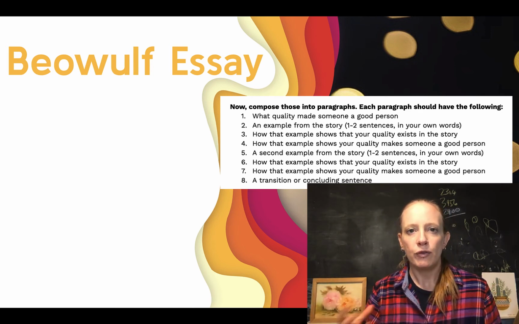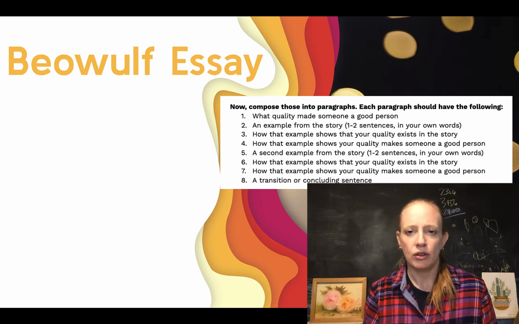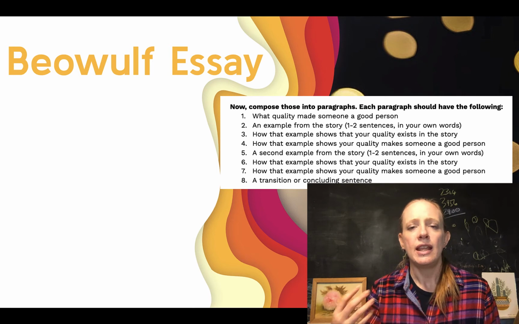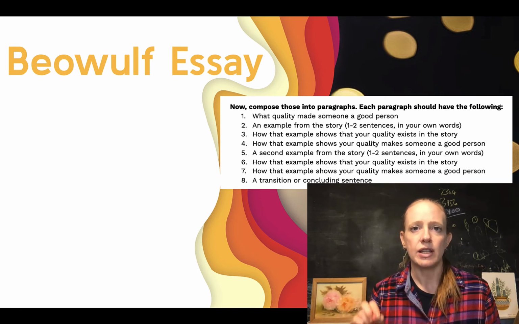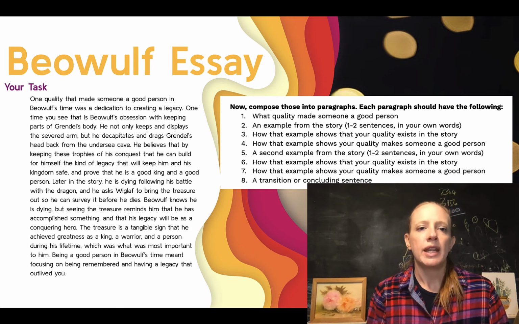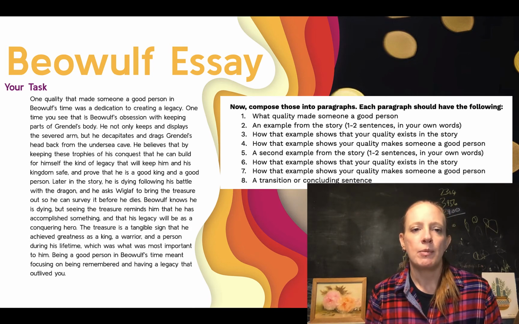Now, it's a little bit flexible, so I wanted to show you what this could look like with the example that I used before. So in the end, you're going to have 2 of these body paragraphs, one about each of those qualities that you chose. So here's mine. One quality that made someone a good person in Beowulf's time was a dedication to creating a legacy. One time you see that is Beowulf's obsession with keeping parts of Grendel's body.